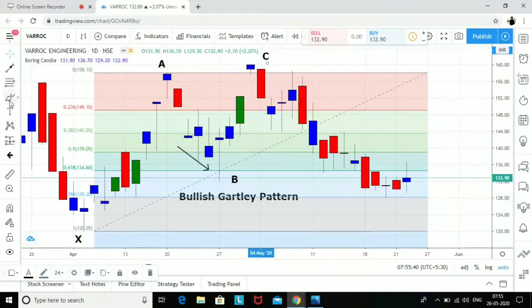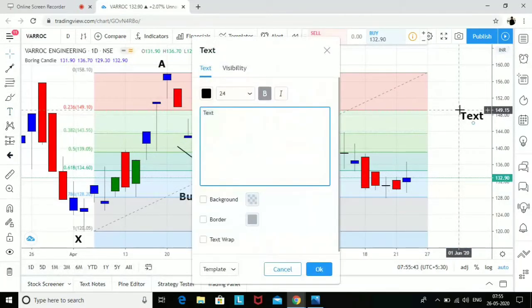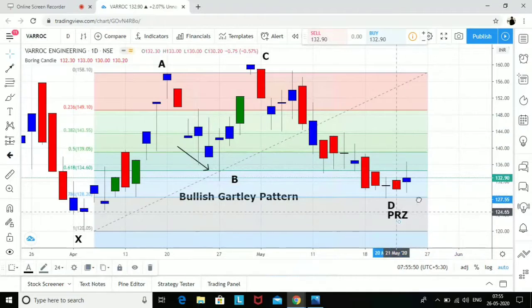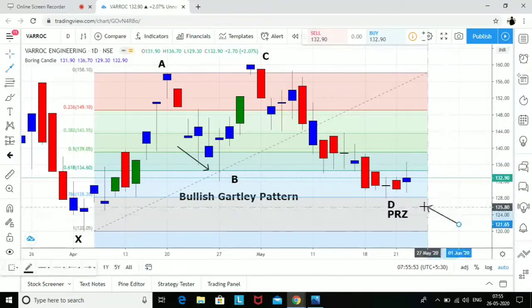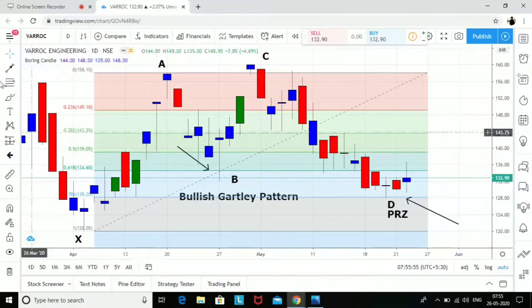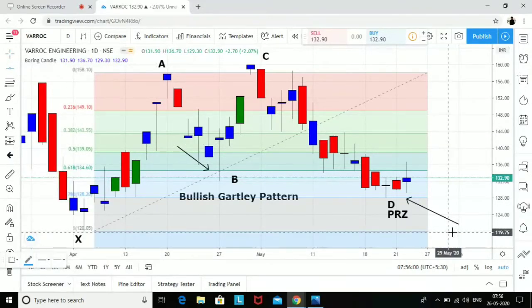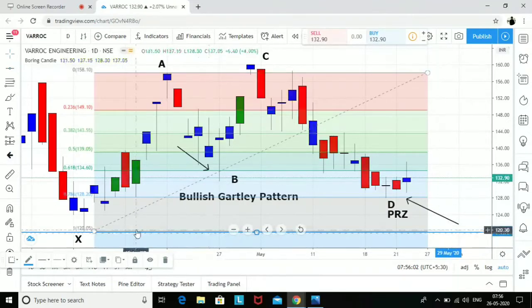Now, again for me, that would be D, and D is always termed as PRZ, which is price reversal zone, right? So what we can do is we can go long at this level, which is 128.2. Okay, we can keep a stop loss somewhere around here, let's say below this line, which is 120. So that would be your stop loss. In this case, it is somewhere around 119.75. The level is 128. Now this is the level wherein we are supposed to go long.